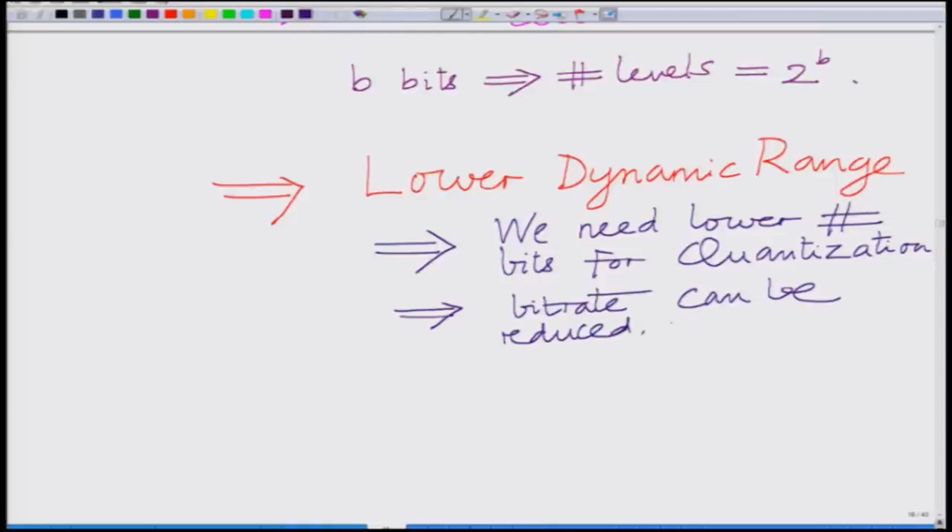Bit rate meaning the number of bits output per sample. So, bit rate can be reduced drastically, right. So, bit rate can be reduced for the same code while not increasing the quantization error, alright. And in fact, in delta modulation very specifically we are going to show that we are going to employ only a single bit for the quantization. That is the most important aspect of delta modulation.